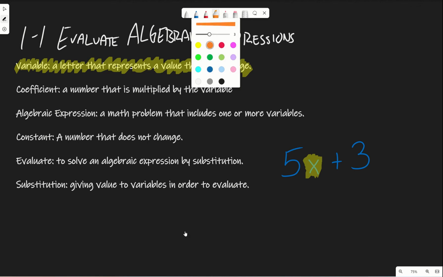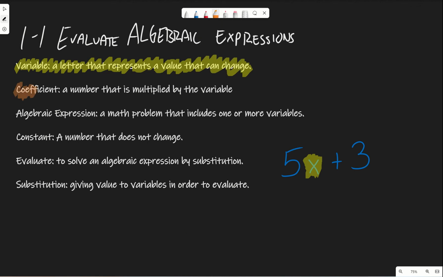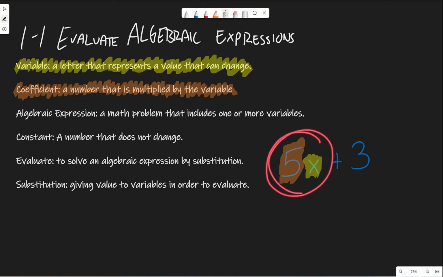Next, we have a coefficient. That is a number that is multiplied by the variable. Which number here is being multiplied by the variable? Well, that's 5. 5 is being multiplied by the variable. We're multiplying 5 times x. So what happens when you have two values next to each other like this? If you have a number and a letter next to each other, that means multiplication. Okay, so pretend there's like a little dot there. We're not going to actually put a little dot there. We're just going to pretend.